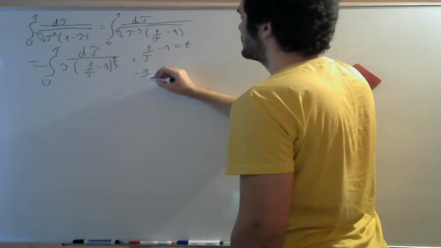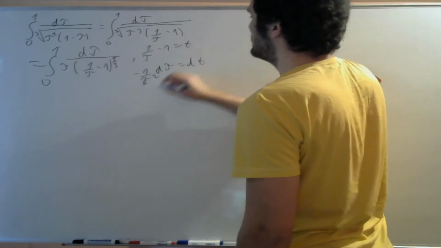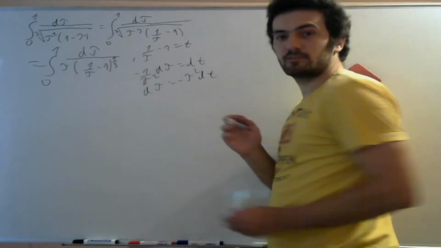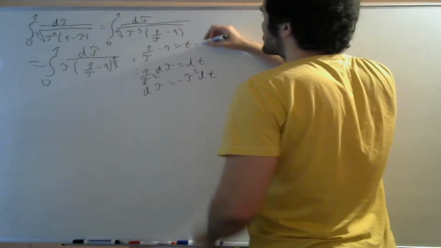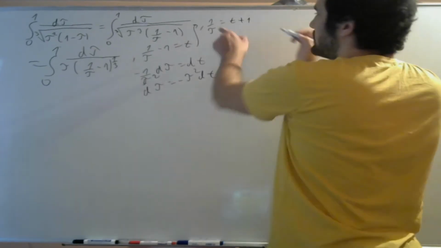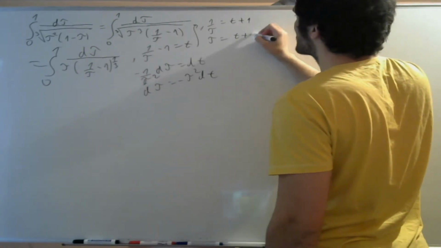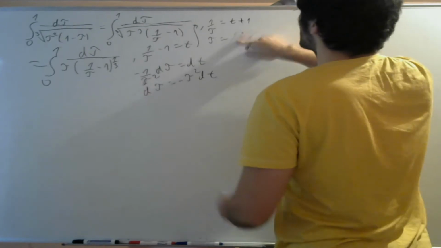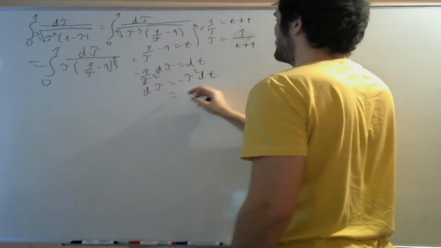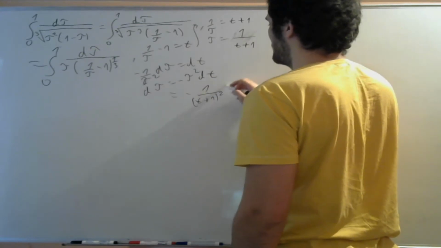This is just minus 1 over tau squared d tau equals dt. D tau equals negative tau squared dt. But we need to find out what tau is here. And so let's do it here. 1 over tau is t plus 1. Just move it to the other side. And now we take the inverse. So tau is 1 over t plus 1. So this actually equals negative 1 over t plus 1 squared dt.